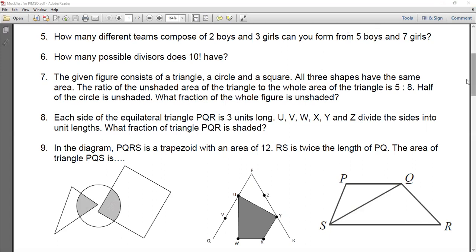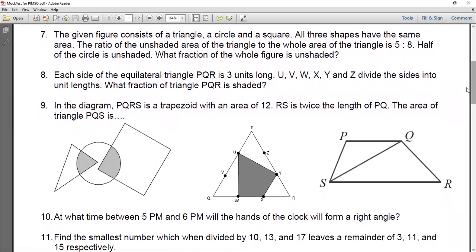Okay, let's try number 7. Number 7, let's do it later kasi this is the most difficult among these 3 figures. Number 8 muna tayo. Number 8, each side of the equilateral triangle PQR is 3 units long. So for number 8, we are talking about this triangle. Each side, U, V, W, X, Y, Z divide the sides into unit length.